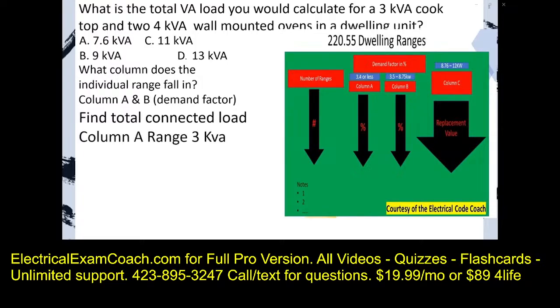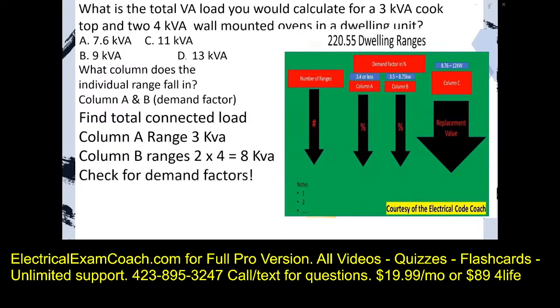The column A ranges is just 1, so it's 3 kVA. The column B ranges, we have to do some math, and we end up with 8 kVA. Now, we check for demand factors. We head back to our table, and we start on the left-hand side for our column A ranges, and we find the multiplier for 1, and then we start on the left-hand side and find our number of ranges for our column B ranges and find the multiplier, and we're going to find that they're 80 and 65% respectively.